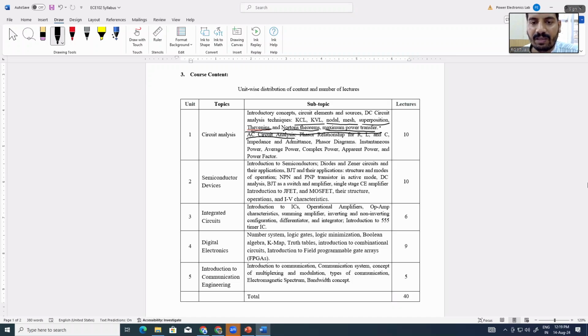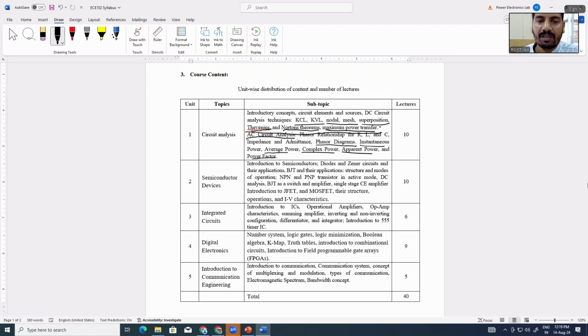Then phasor diagrams. In AC circuits we will talk about phasor diagrams: there is a phase difference between voltage and current based on the load values or the element used, whether the element is resistive, inductive, or capacitive. Then you know about instantaneous power, average power, complex power, apparent power, and power factor.